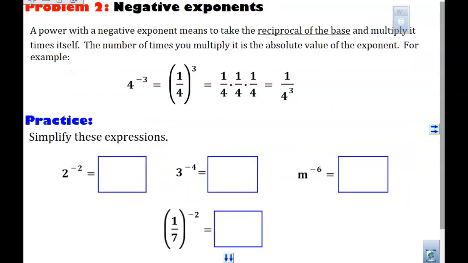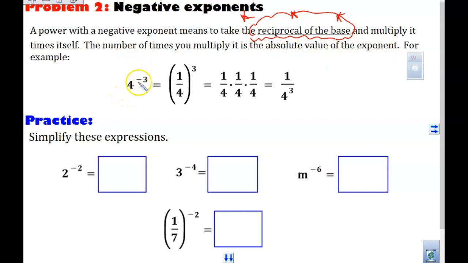So it says a power with a negative exponent means reciprocal of the base. Please make sure you circle or star this. Negative exponent means reciprocal of our base. So it says when multiplying, the number of times you multiply is the absolute value of its exponent.